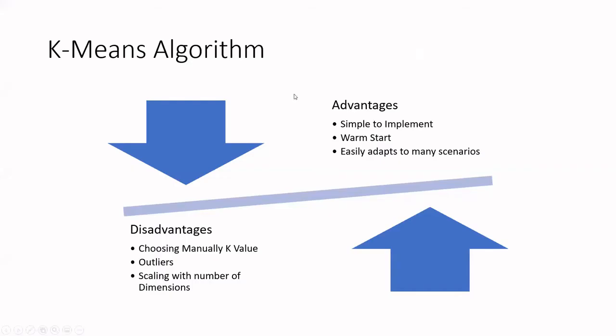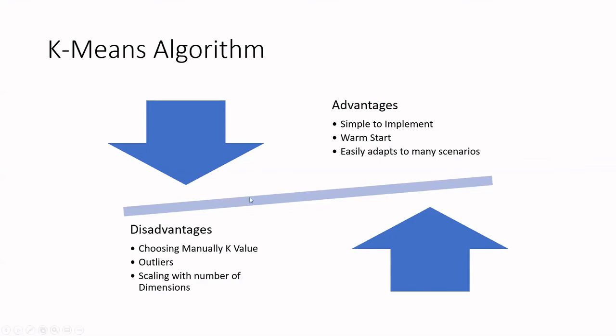Coming to the advantages and disadvantages of the K-means algorithm. The advantages are that it is very simple to implement and warm start. Unlike recommendation engines such as collaborative filtering, the K-means algorithm doesn't require a large amount of data to start, and it can be easily adapted to many scenarios. We can use the K-means algorithm for a range of scenarios such as clustering different sets of documents, clustering images, and customer segmentation. It can be used for any scenario where we want to group the data sets into multiple clusters.